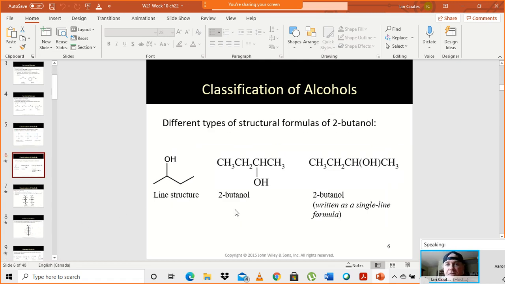Different types of structural formulas for 2-butanol. Now, how you name these is exactly the same procedure as everything else. You find your longest carbon chain. You'll see here that these are all written differently. This is line structure. Here's your condensed structure, but they're all the same thing. I will ask you all of these three interchangeably, so you have to be able to pull these off and understand them.